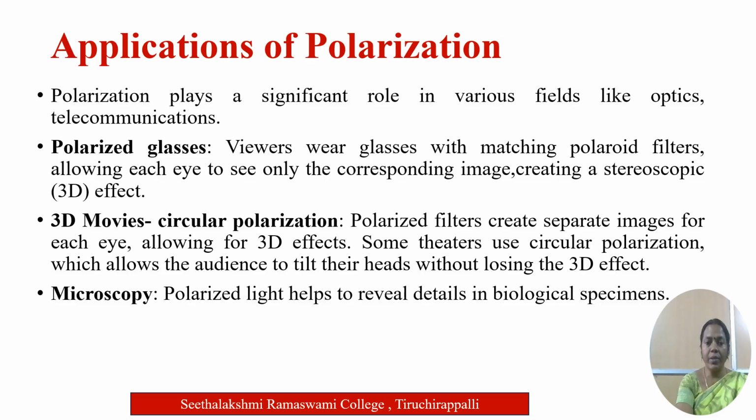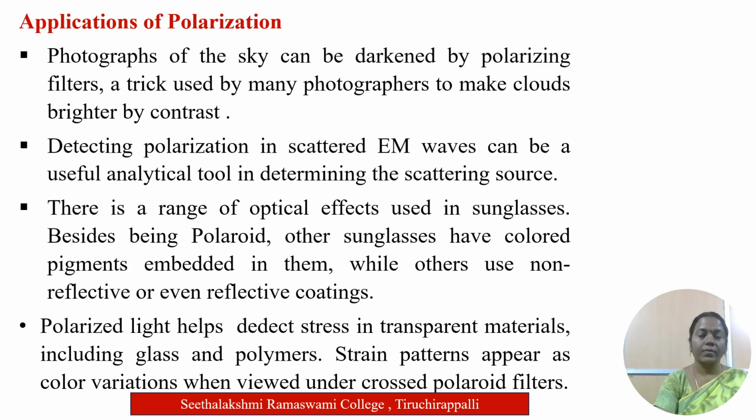And polarized light helps to reveal the details of biological specimens also. Using a polarizing filter, the photographs of the sky can be darkened, a trick used by many photographers. And detecting the polarization of scattered EM waves can be a useful analytical tool in determining the scattering source. And there is a range of optical effects used in sunglasses. Besides Polaroid, other sunglasses have colored pigments embedded in them, while others use non-reflective or even reflective coatings. Polarized light helps detect stress in transparent materials, including glass and polymers. Strain patterns appear as color variations when viewed under crossed Polaroid filters.